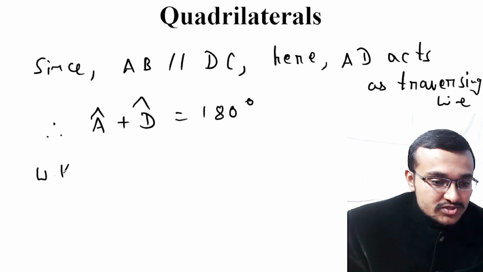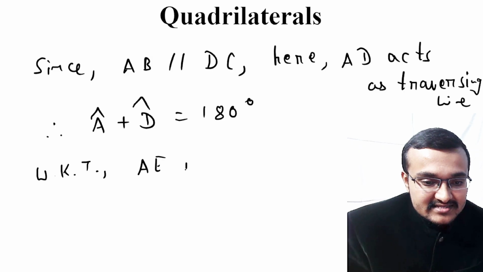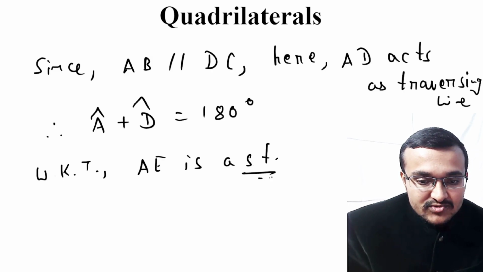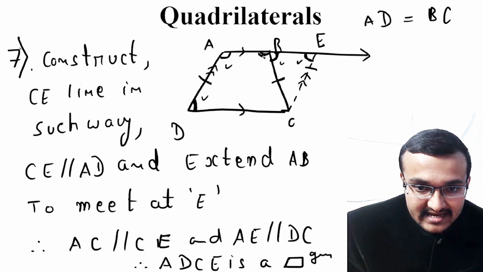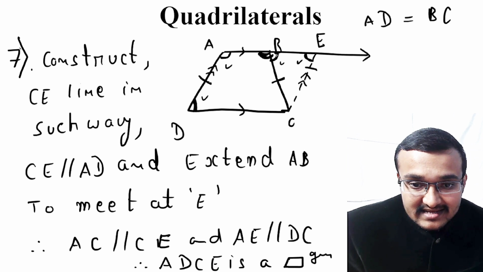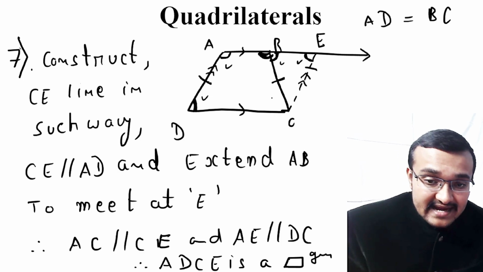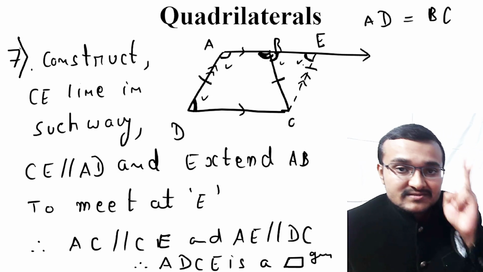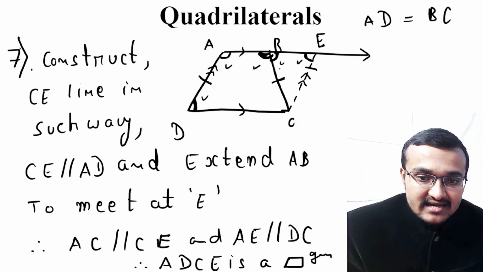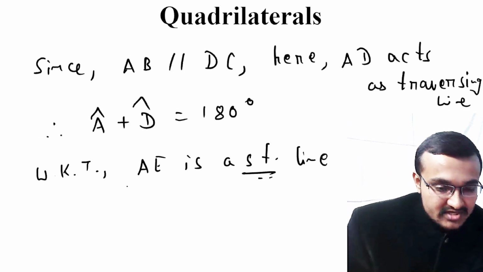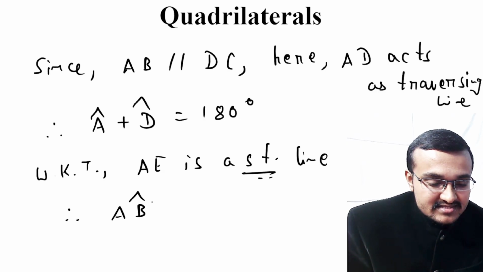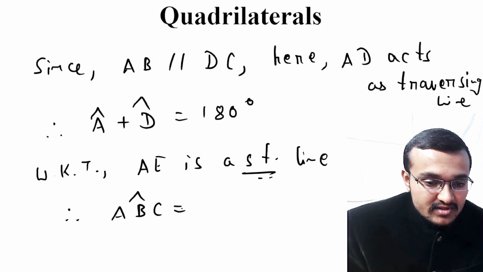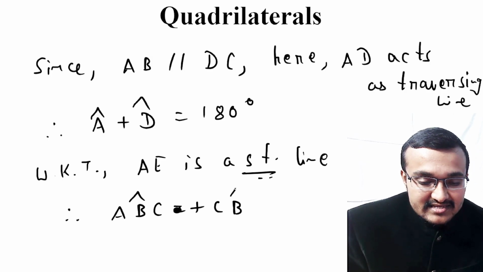And we know that AE is a straight line. So in this diagram you can see AE is a straight line. So this particular angle, angle ABC, plus angle CBE will be equal to 180 degrees because they are linear pairs. So since AE is a straight line, angle ABC plus angle CBE will be equal to 180 degrees.